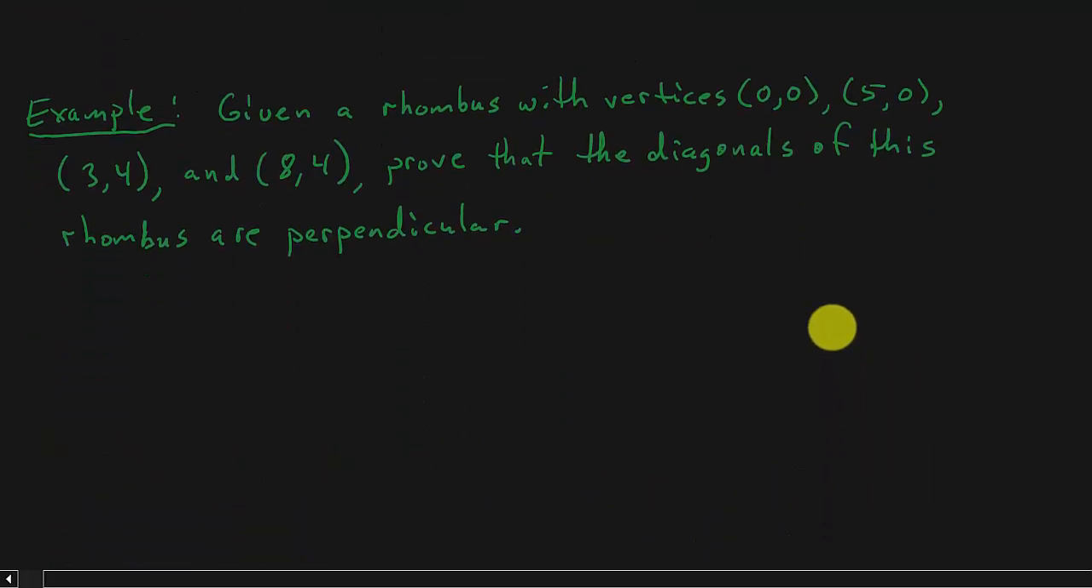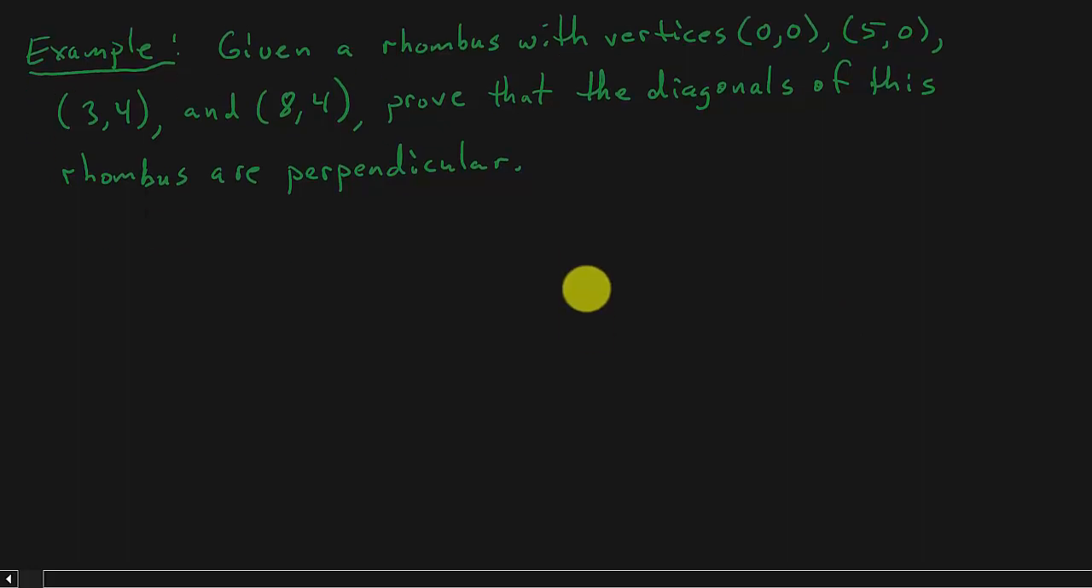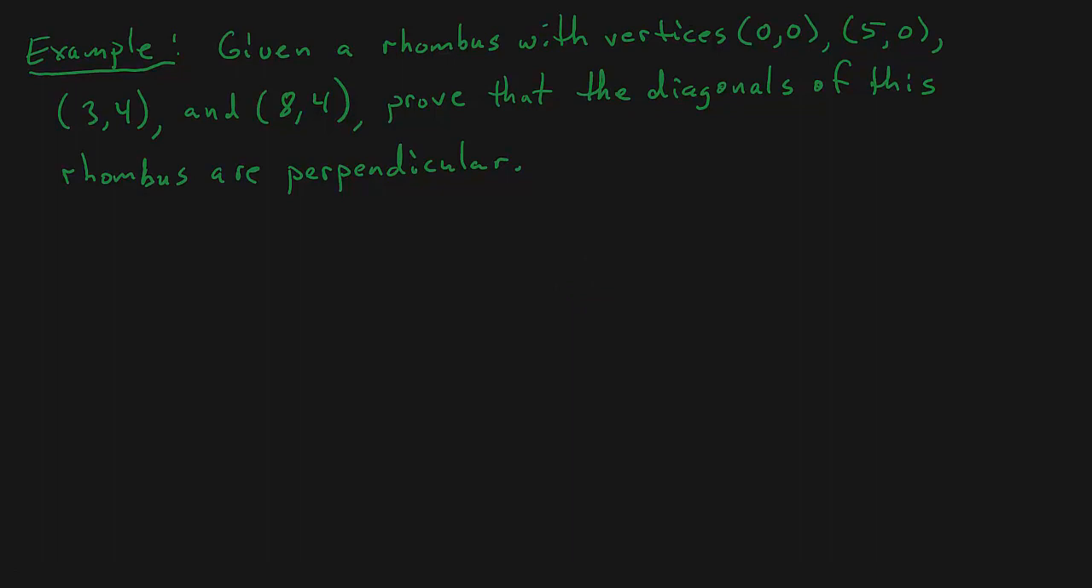Okay, so what about this one? It says, given a rhombus with vertices (0, 0), (5, 0), (3, 4), and (8, 4), prove that the diagonals of this rhombus are perpendicular. So let's go ahead and plot the points first. Let's plot these points.